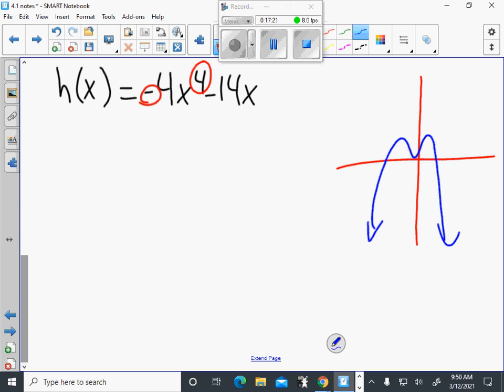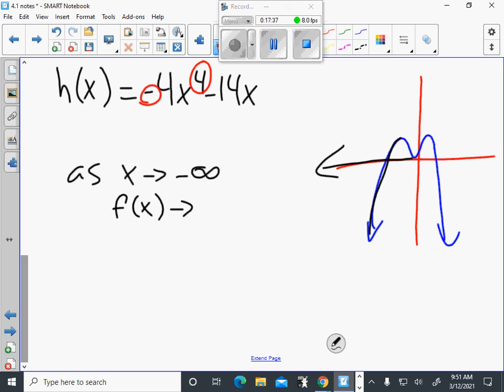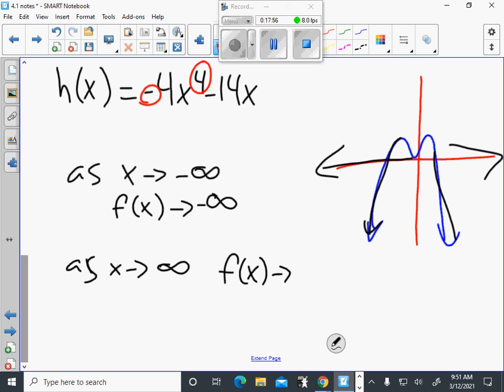So, let's just take it one piece at a time. As x approaches negative infinity, f of x is going to approach what? Where's our line going when it's going that way? It's going to negative infinity. What about when we're going to positive infinity, or as x approaches positive infinity? F of x is going to approach going down, so negative infinity.